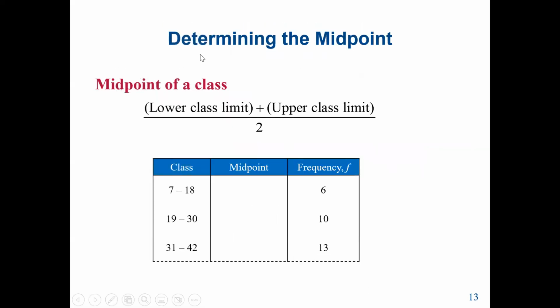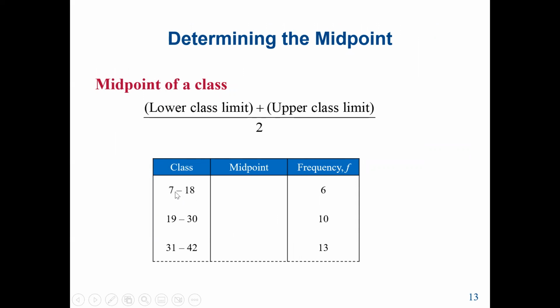So the next step is, how do we determine the midpoint? Here, to determine the midpoint of a class, we're going to add the lower class limit plus the upper class limit divided by 2. So it's kind of finding the average of the lower and upper class limit. For example, we have 7 is the lower, 18 is the upper.